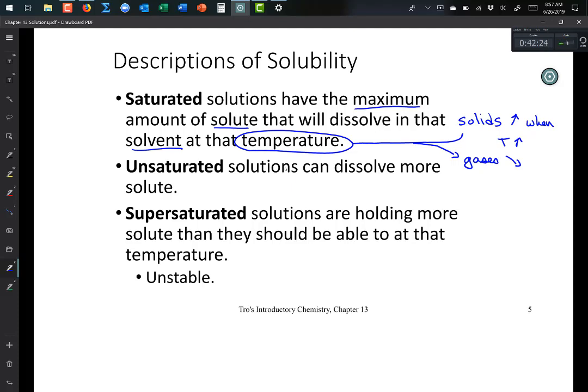Now, an unsaturated solution is simply one that's not saturated, hasn't reached that level, okay? And you're able to dissolve more. If you have a clear homogeneous solution and you want to know if it's saturated, the only way that you can know is you can add some more solid to it and it dissolves, right? But then it might not be unsaturated anymore. That's kind of the catch to that.